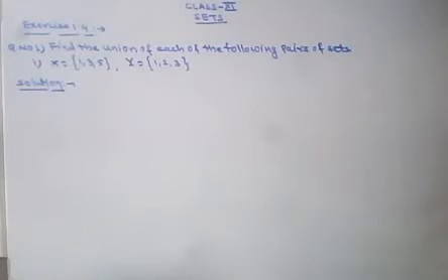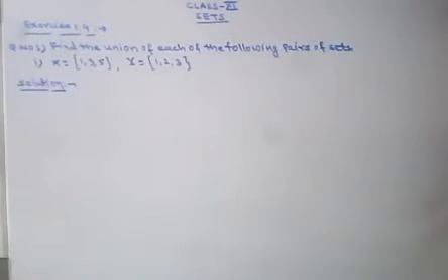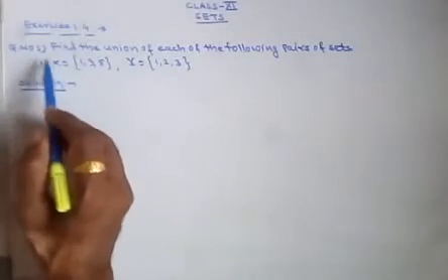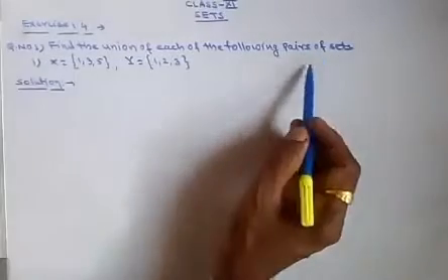Students, in this video, see some examples which depend on union and intersection of sets. Okay, so in exercise 1.4, question number 1 is: find the union of each of the following pairs of sets.